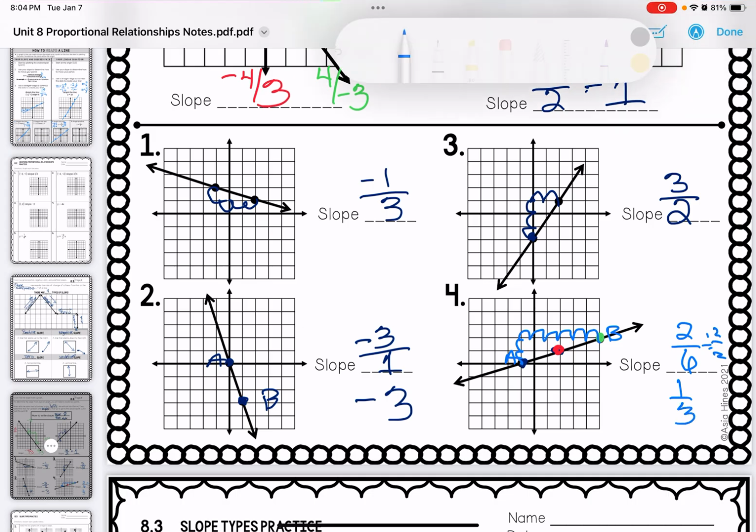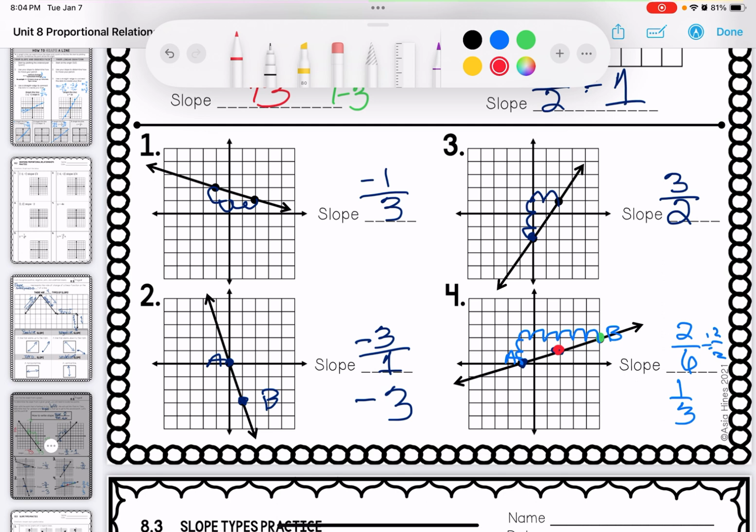So I'm going to switch colors for those of you that just used the first 2 points. And I'm going to go down. So here is -1. And then I'm going to go left in my negative direction again. 1, 2, 3. -3. A negative divided by a negative is a positive. So -1 over 3 is the same thing as 1/3. So it all works out.